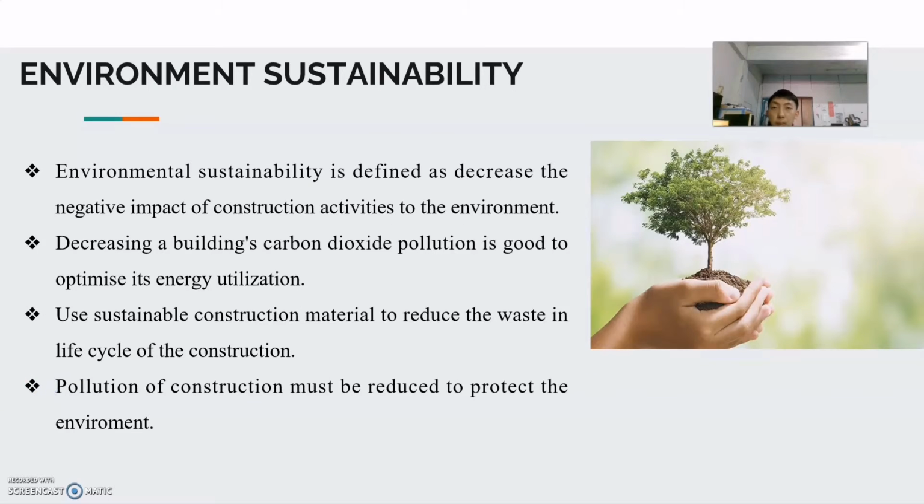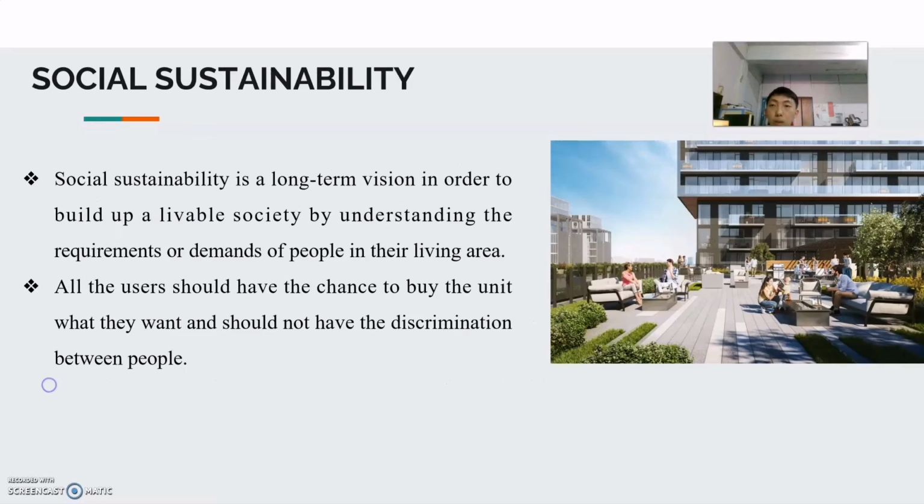Environmental sustainability is defined as decreasing the negative impact of construction activity on the environment. There are several ways to protect our environment. The first method is to decrease a building's carbon dioxide pollution. It is good to optimize its energy utilization, then use sustainable construction materials. It is good to reduce the waste in the life cycle of the construction, and the pollution of the construction must be reduced to protect the environment.